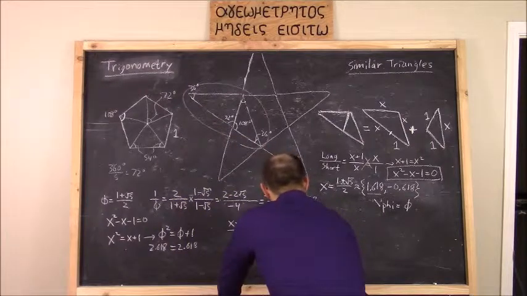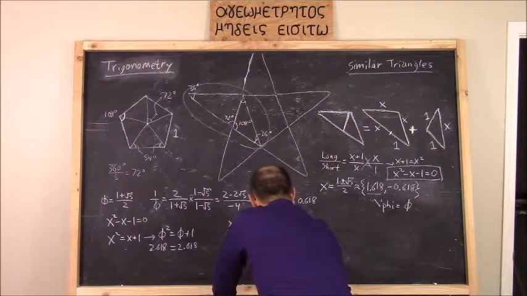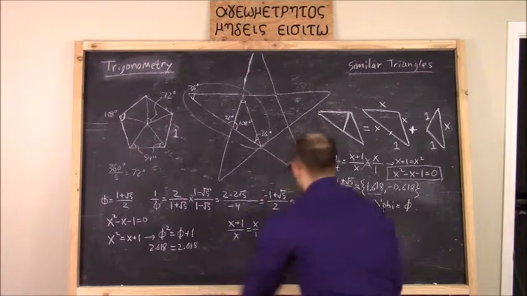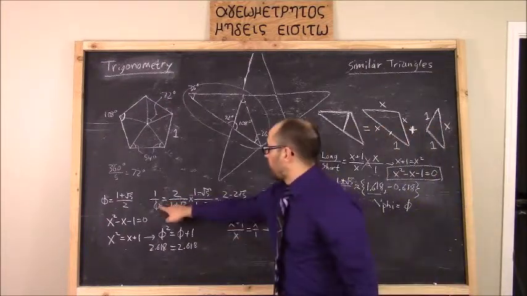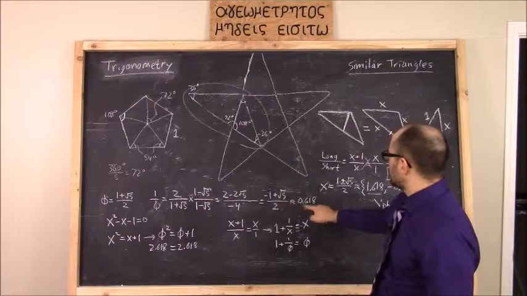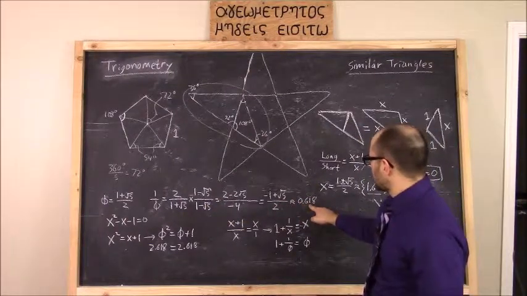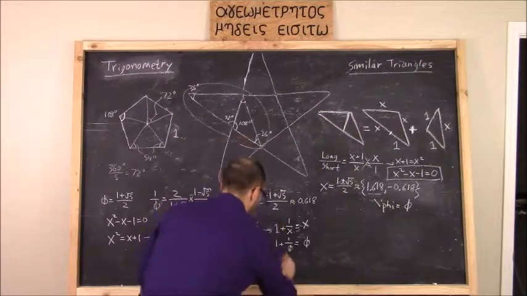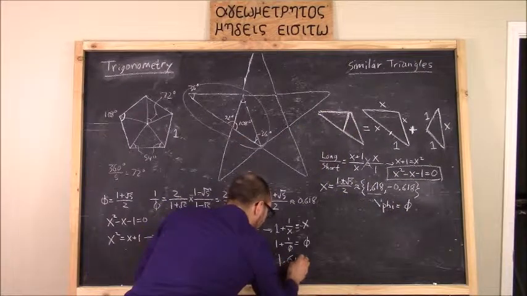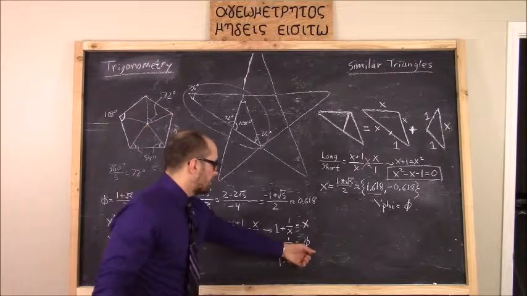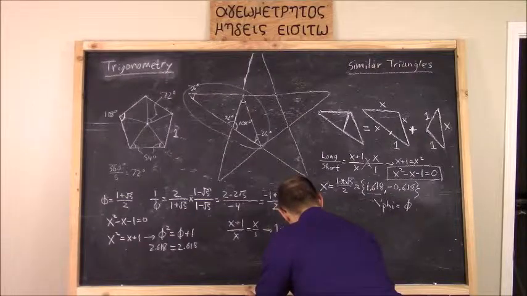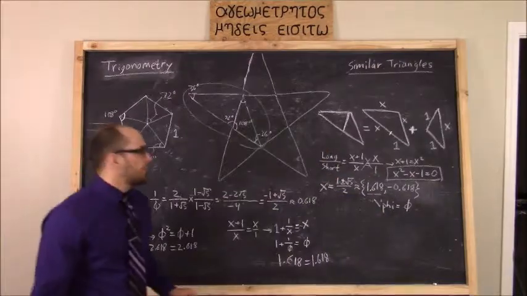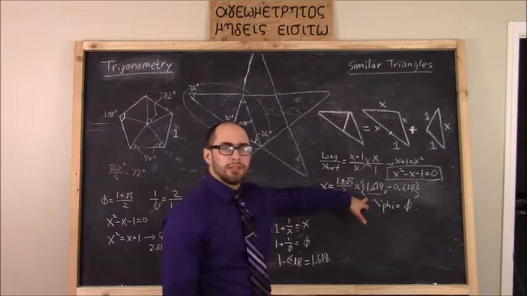So this is the same as saying 1 plus 1 over phi is equal to phi. Okay, what did we say 1 over phi is? 1 over phi is 0.618. 0.618 plus 1 is 1.618, which equals phi. So we plugged in phi, and notice these properties.